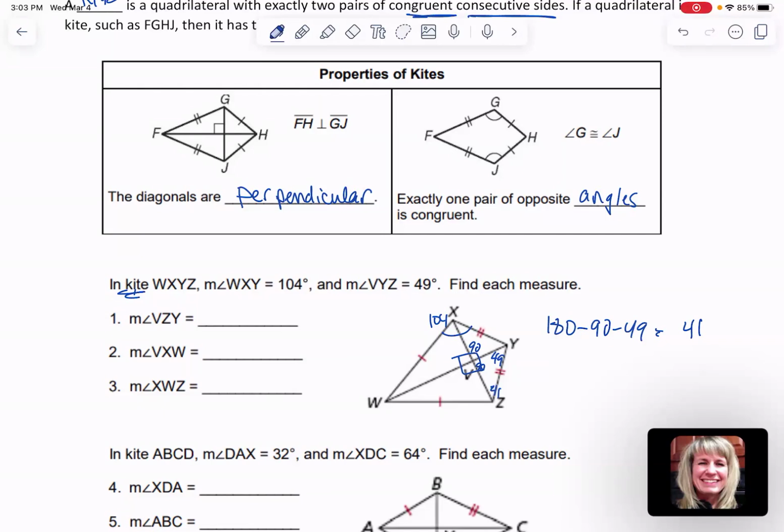So that's angle YZV or VZY. You can say it either way. That angle there would be 41 degrees. VXW would be this angle right here. I know that we just talked about how if this angle over here, the VZY angle, is 41, then this angle right here will be 41 as well. Well, these two angles here have to add up to be 104. So I'm going to do 104 minus 41 to get that this is 53 degrees.